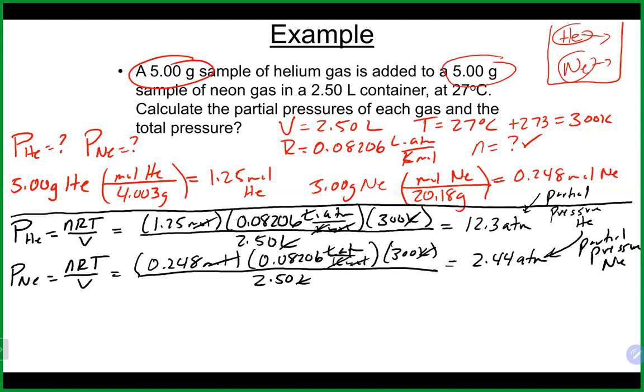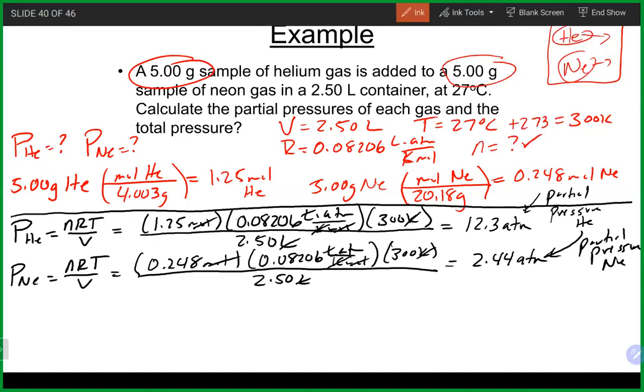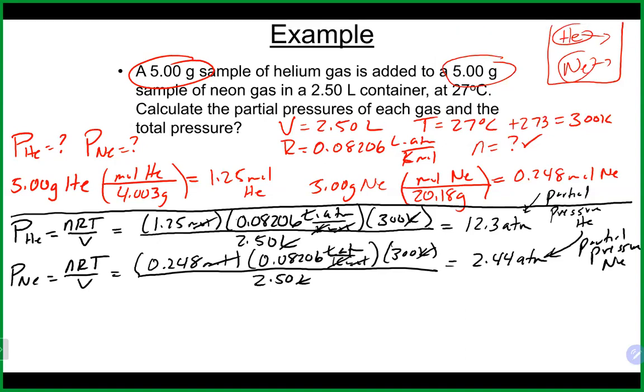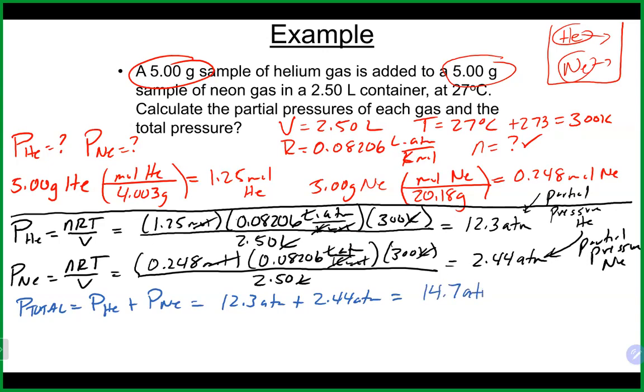To find the total pressure, what do I do? Yeah, to find the total pressure, we're just going to simply add both of the partial pressures together. So our total pressure here will be the partial pressure of helium plus the partial pressure of neon. That's going to give us 12.3 atmospheres plus 2.44, which is 14.7 atmospheres as our total pressure in this case. Any questions on that?